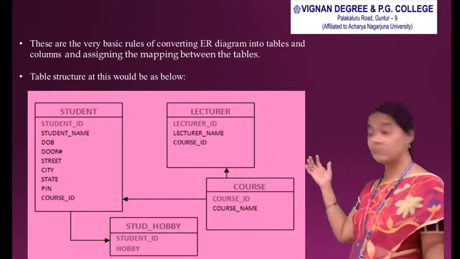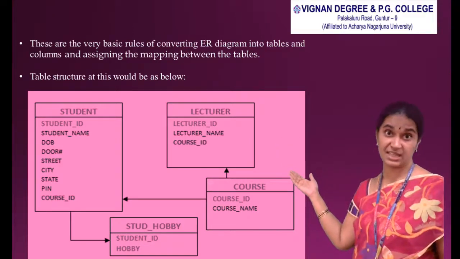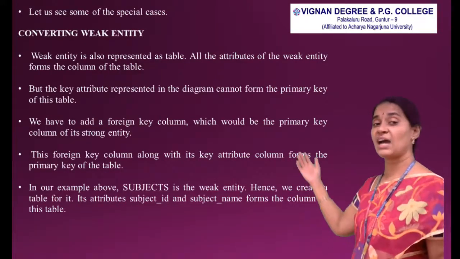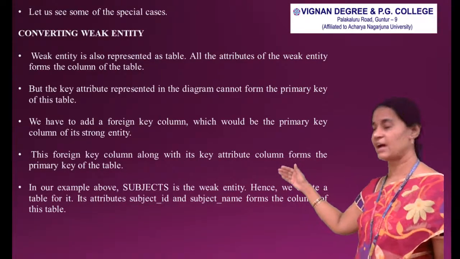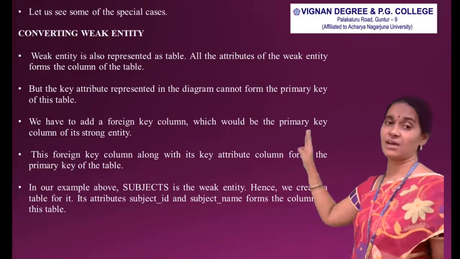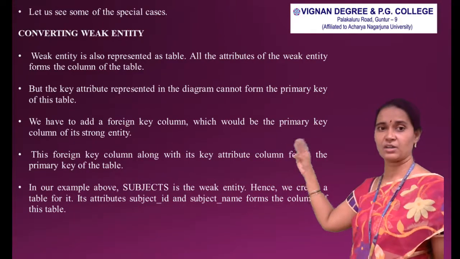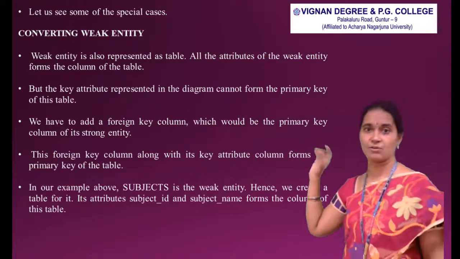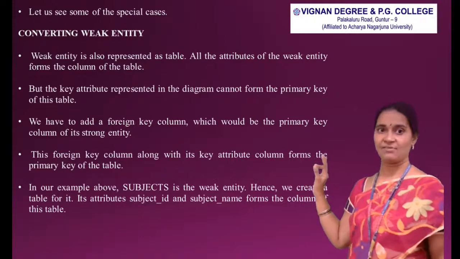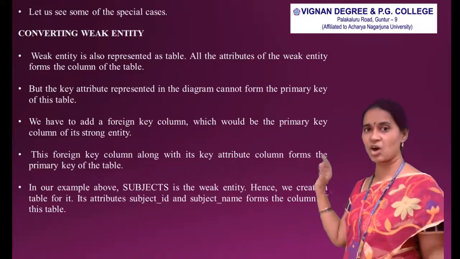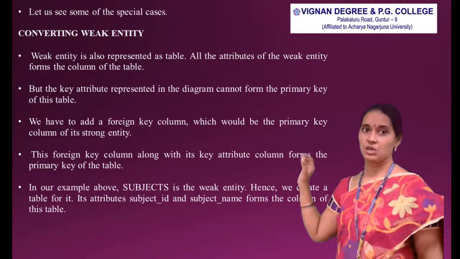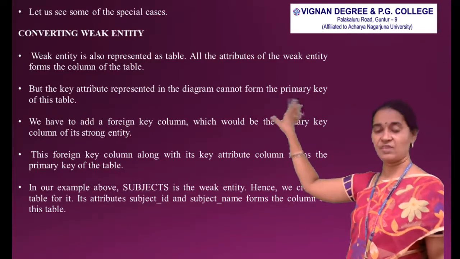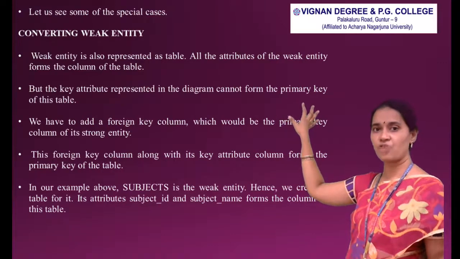Now let us see some special cases which we have to discuss about this ER diagram. If you remember the previous ER diagram carefully, we have considered three entities, and we have completed discussing them. What are those? Student, course, and class. Lecturer we have completed. What I have left is subjects. I have left one major entity, subjects, because it is a weak entity. Weak entities should also be represented in the form of a table.